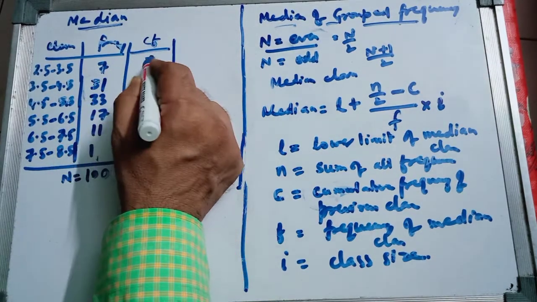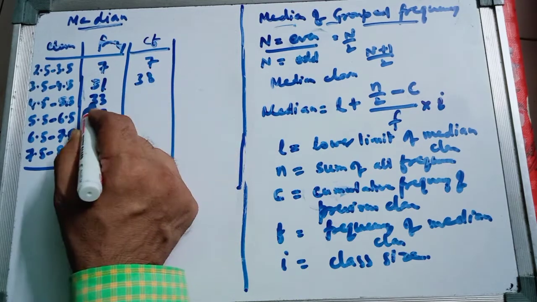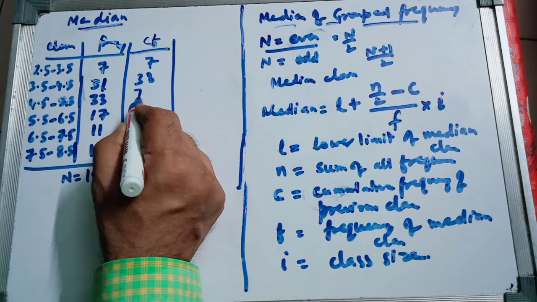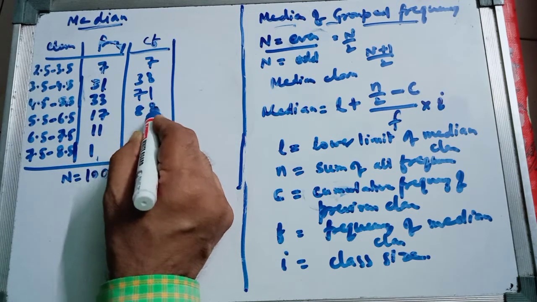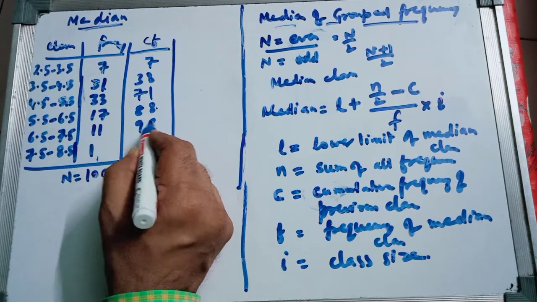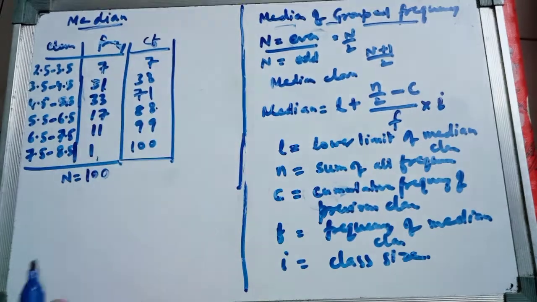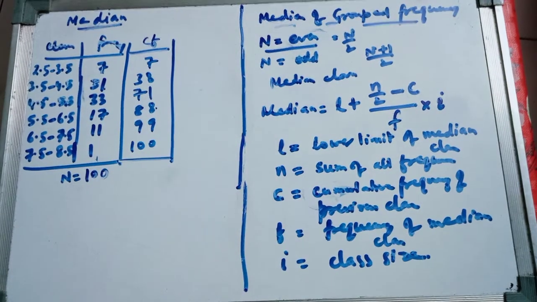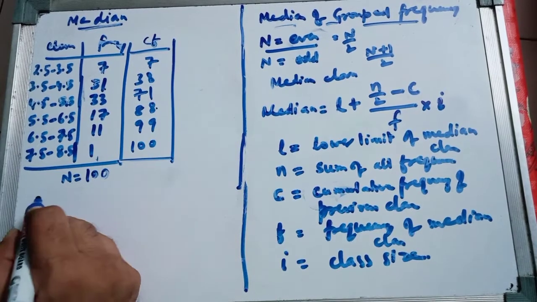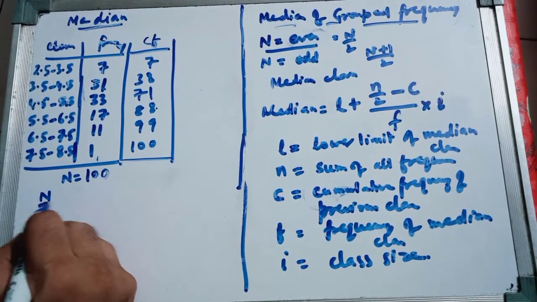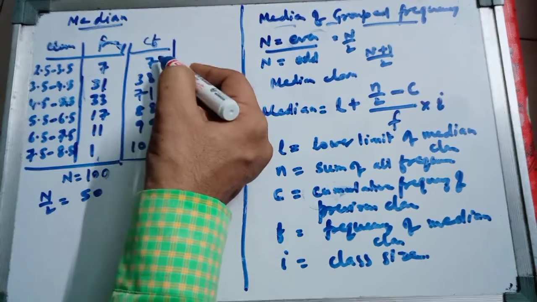Cumulative frequency will be 7, 7 plus 31 is 38, 38 plus 33 is 71, 71 plus 17 is 88, 88 plus 11 is 99, 99 plus 1 is 100. These two are same, so it means our cumulative frequency calculation is correct. Now, what is n by 2? N is even, so find out n by 2. N by 2 is equal to 50.